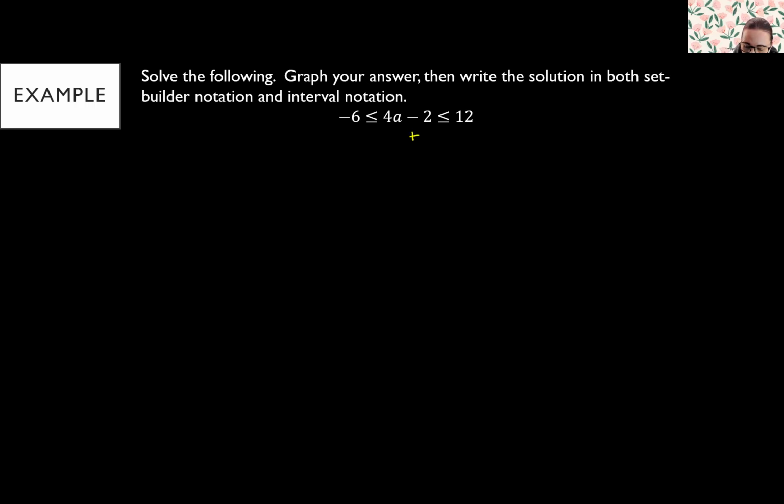So I need to get rid of that 2 that's in the middle because I want to get just the a by itself in the middle. And so I need to add 2 to the left and the right. So -6 plus 2 is -4. I have -4 is less than or equal to 4a, which is less than or equal to 14. Now, you don't change your inequalities if you're adding or subtracting.